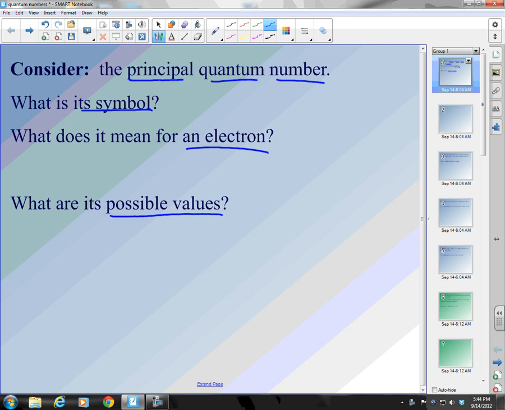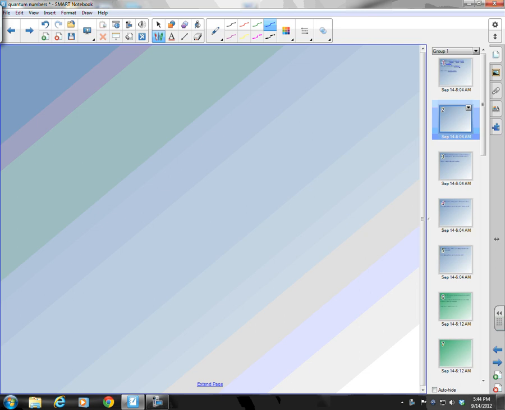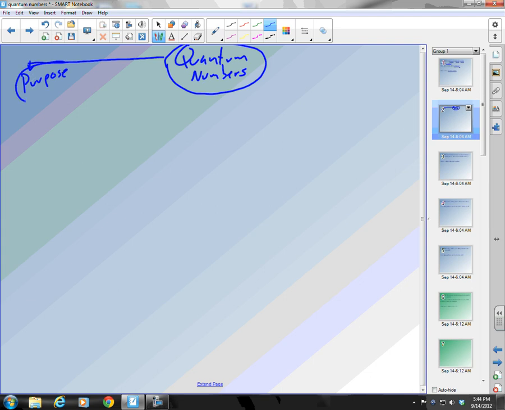Okay, I think we need some notes, right? Good. So let us start over here. Let's say quantum numbers. Well, I think the place to begin with quantum numbers is first of all, who cares? Why should we care about this? And so what I want to know is, what's the purpose? What are we trying to achieve with quantum numbers? Well, the purpose is really, I think, that we're trying to characterize every electron in an atom. Good. Now, how are we going to do that?